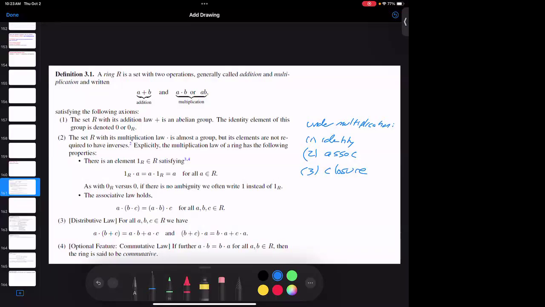So whenever you see definitions in your mind, you should be thinking about specific examples that you have. So you should be thinking about maybe the real numbers. You should be thinking about maybe matrices. Do these things seem to hold? So when it says the set R with addition law is an abelian group, that means A plus B equals B plus A. Correct, correct. So A plus B equals B plus A, but A times B is not necessarily B times A. And so if you think about matrices, then yes, they're going to be commutative under addition, but not necessarily under multiplication.